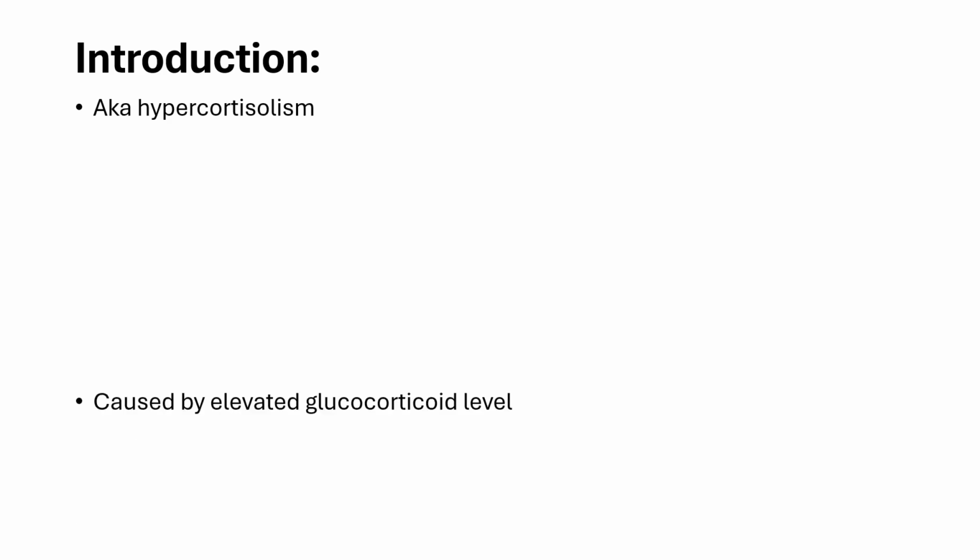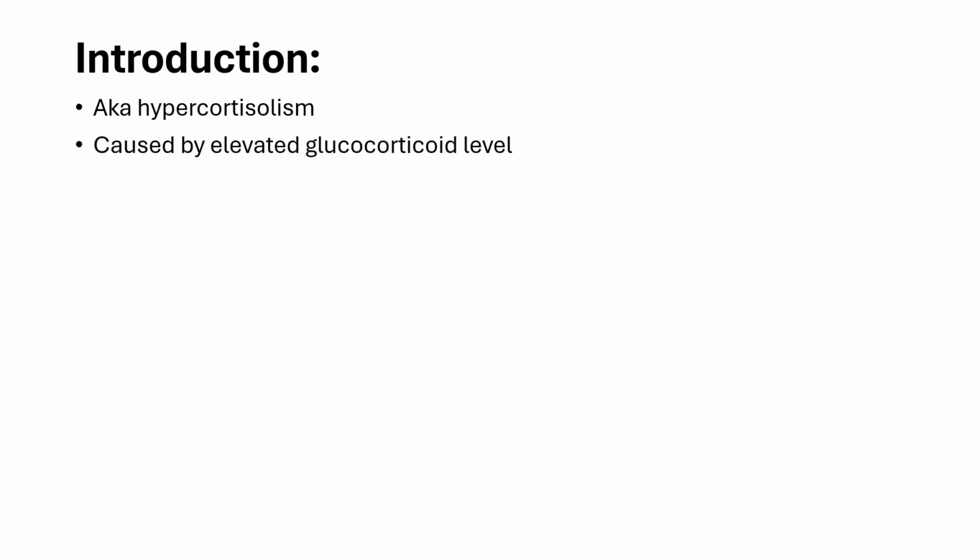Let's begin with the introduction. This is also known as hypercortisolism, and that is either caused by an elevated glucocorticoid level that is exogenously administered, or due to endogenous causes. And most cases of this hypercortisolism or Cushing syndrome are due to the administration of glucocorticoids for other disease or no problem to the patient.